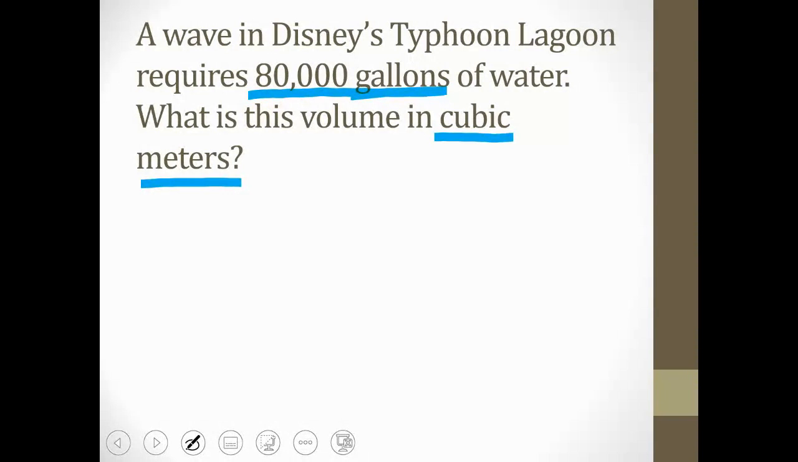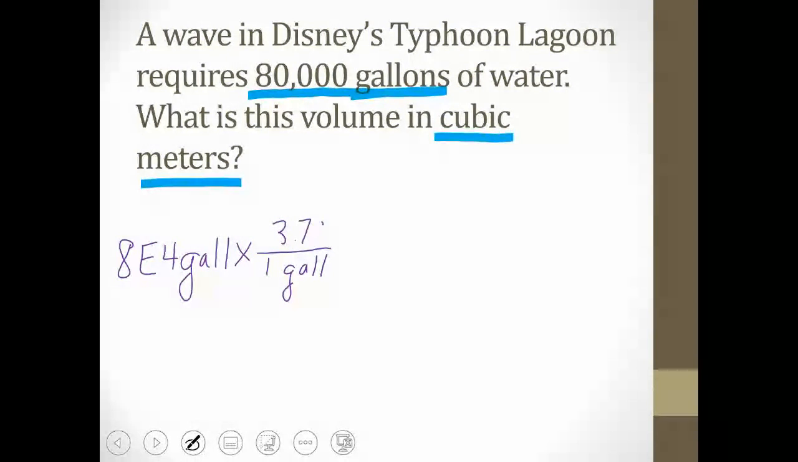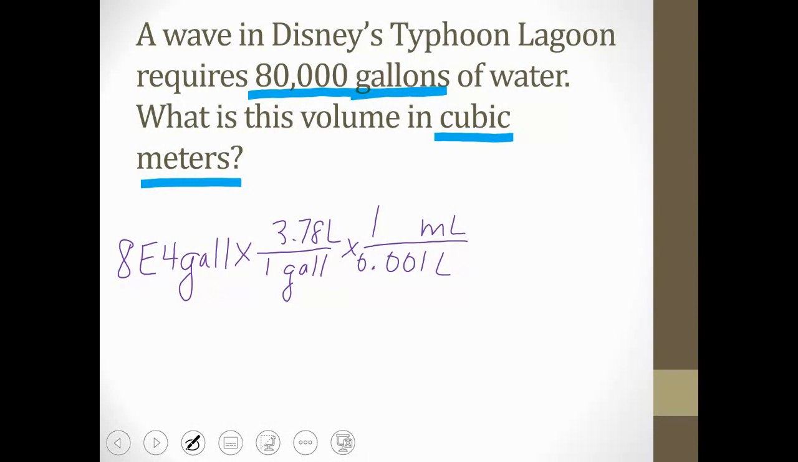Each single wave is that many gallons. Now I'm going to put that in scientific notation to start. That's 8 times 10 to the fourth, and that's gallons. And we eventually want that in cubic meters. So we're going to go from, we know a gallon is 3.78 liters. We know the conversion from liters to milliliters, or we will tomorrow. We know a milliliter is 1/1000th of a liter.